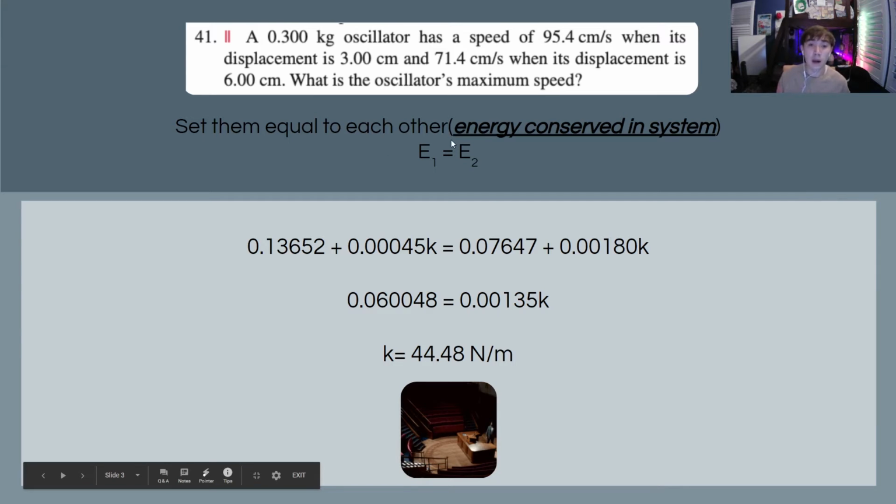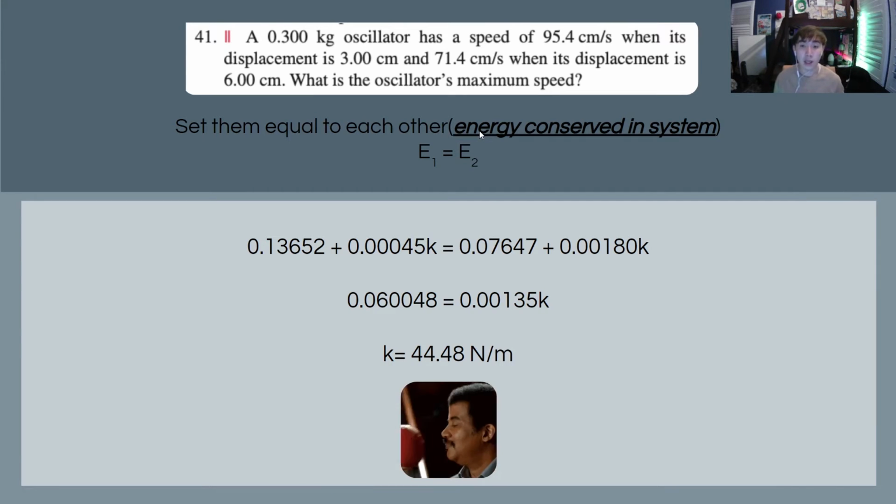Due to the conservation of energy, there's no energy loss in the system, and that helps us because now we can calculate the maximum speed for the whole system, because we can just set those 2 energy points equal to each other from our last step. So we have our first point equation and our second point equation, and we just combine like terms to get this number equals this number times k, and then we divide this number by this number to get our k, which is 44.48 Newtons per meter. And that's for the whole system between those 2 different points of the oscillator.